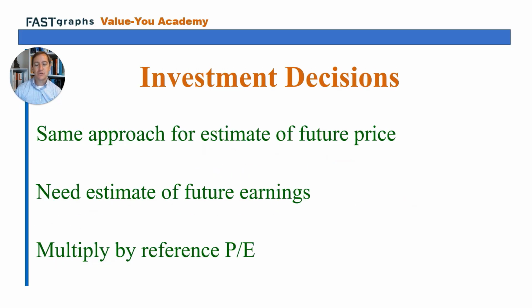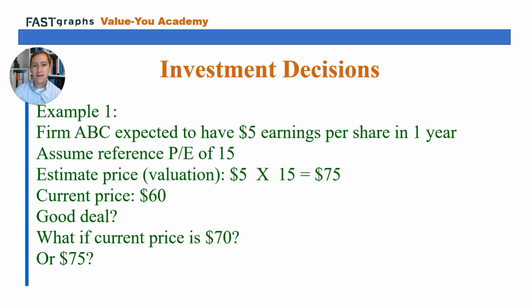Well, the same approach, the same logic applies to estimates of future price. So if you want to think about where the stock price might go in the future, then we can use the exact same logic. And here we need an estimate of future earnings. And then everything else is exactly the same. We multiply by the reference price to earnings ratio. So let's take an example of that. Let's go back to firm ABC. Let's say that the $4 earnings per share we looked at before was what they have realized. That's historical. It's looking backward. But now we want to look forward. And let's say that firm ABC is expected to have $5 earnings per share 1 year from now. Let's assume that the reference price to earnings ratio is still 15. So we can estimate price, the valuation, by taking that 5 and multiplying it by 15, and we get $75.